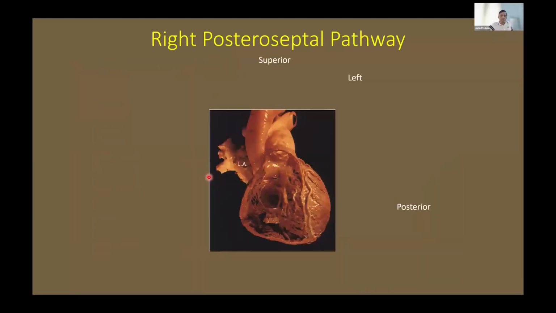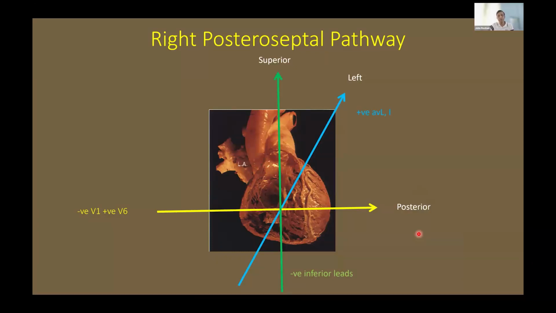Moving on to posteroseptal pathways, which, like Sirish told you, are the second most common set of pathways. These pathways are again posteriorly located, so they're going to have positive deflections in 1 and AVL, and they are going to travel away from V1 because they are generally right-sided. So you'll have a negative in V1, a positive in V6, and these pathways are going to be negative in inferior leads, very importantly, because they are all located in the postero-inferior location.